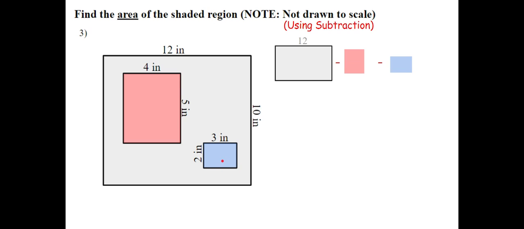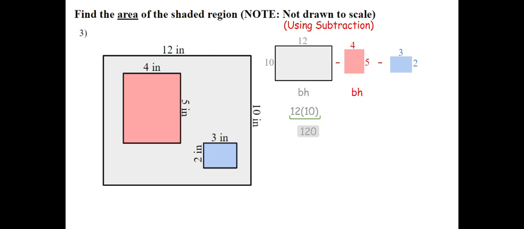Always label. This large one is 12 by 10. The red one is 4 by 5. And this little tiny blue one is 2 by 3. And of course, we always write our formulas. What's nice about these is they're all rectangles, so they're all going to be base times height. This first one, the base times height is 12 times 10, which is 120. The small one, again, base times height.